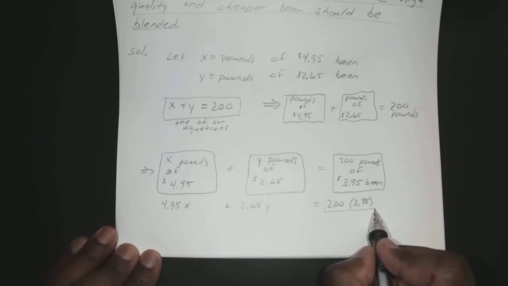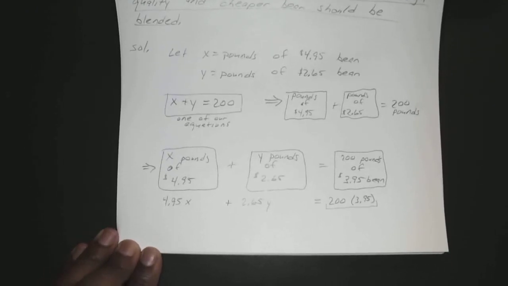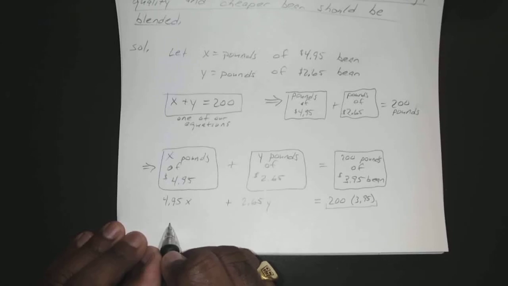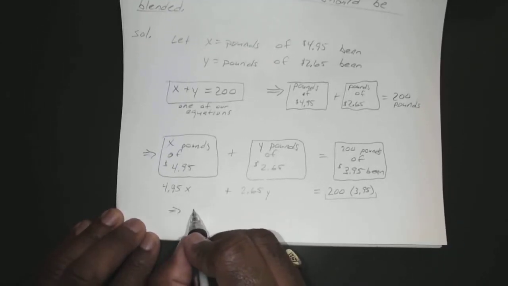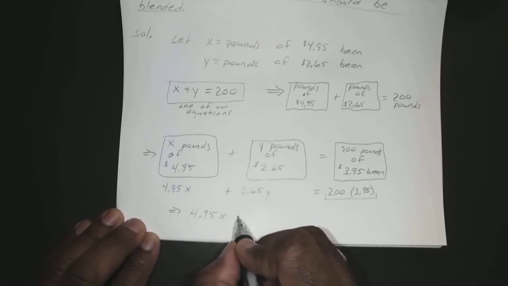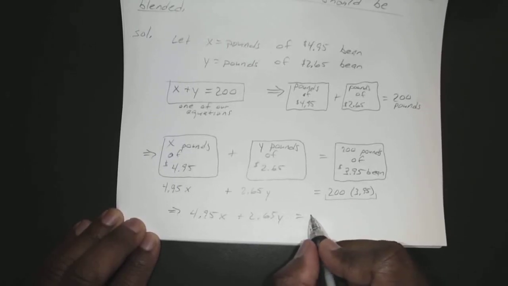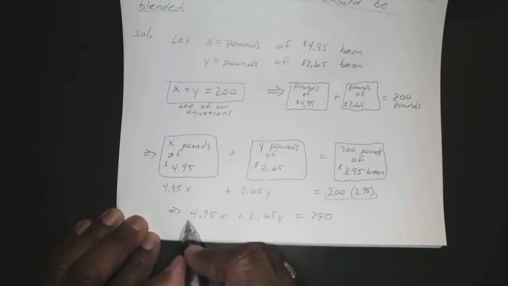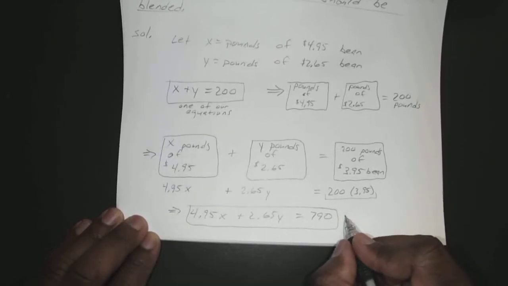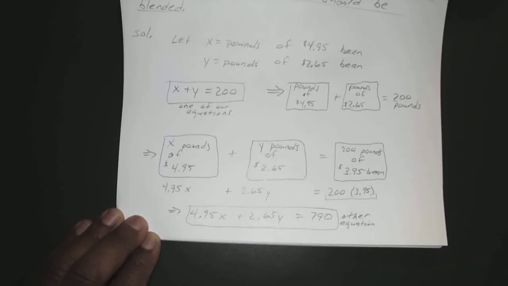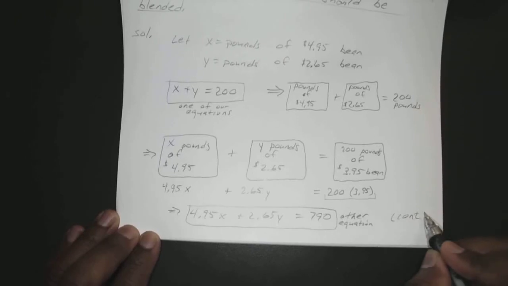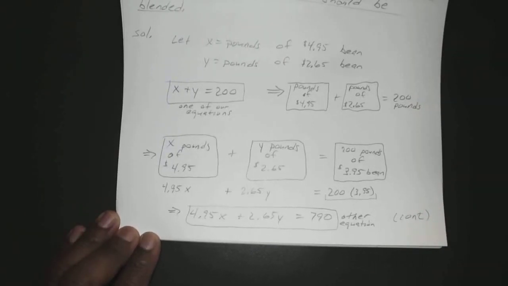Luckily here we can just go ahead and simplify that part of it. So that gives us 495x plus 265y equals 790, which is our other equation. Okay. So any questions so far? All right, I'll leave this up for a few more seconds.